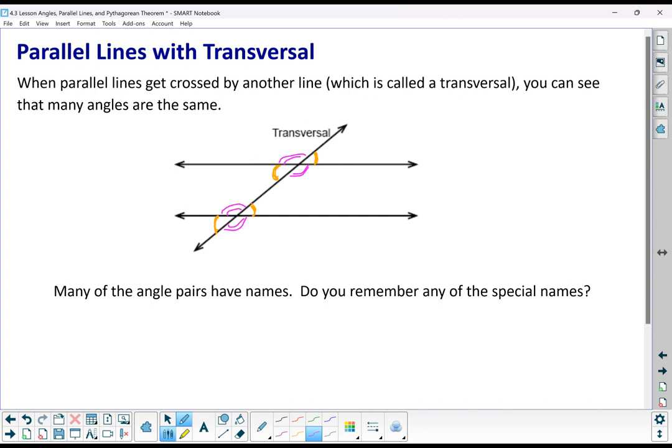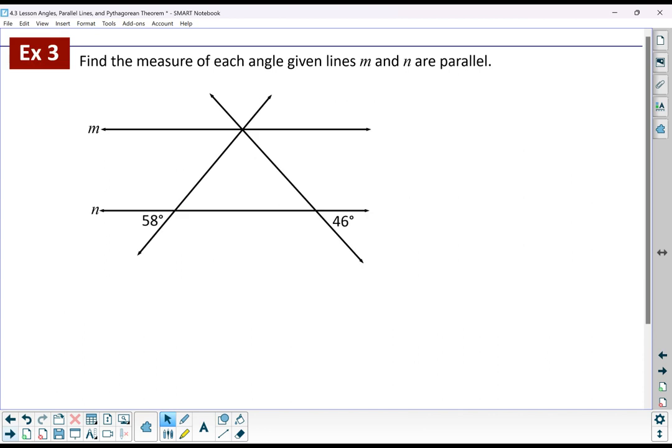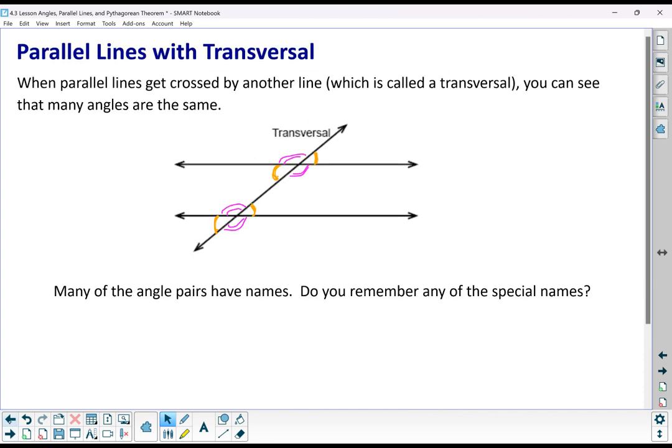You might remember some of the angle pair names like corresponding angles or alternate interior angles. There's a lot of great relationships among all these different angles. We also have a lot of straight angle pairs in a diagram like this. So for example, in this part of the diagram, you can see that the pink and the orange angle form a straight angle, and that means the pink plus the orange is equal to 180.